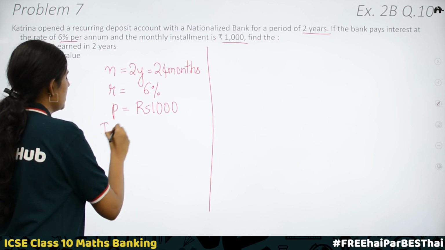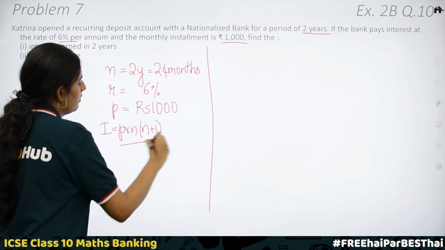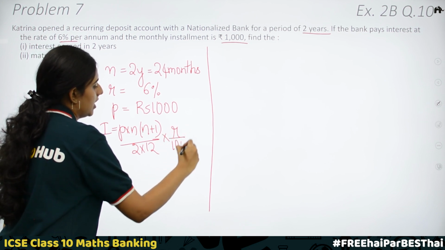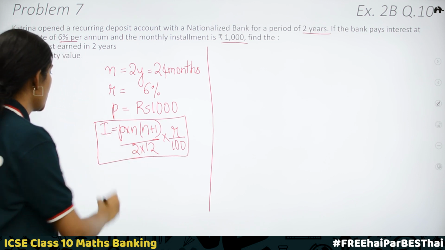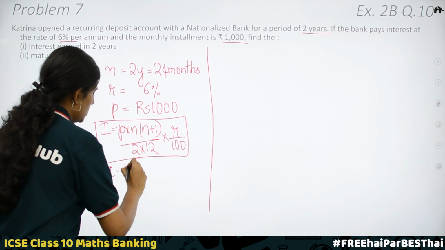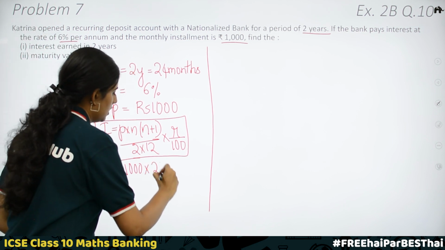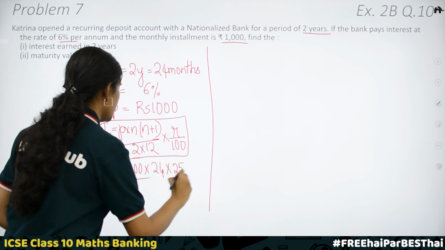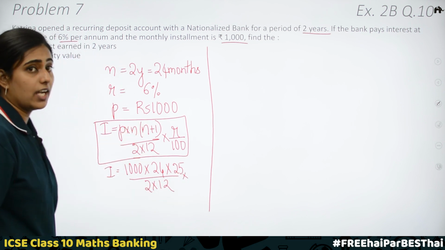First question, we have to find the interest earned in 2 years. To find the interest, we have I is equal to P into N plus 1 divided by 2 into 12 into R divided by 100. Using this formula, you can find the interest easily. I is equal to, substituting the value. What is the value of P? 1000 into N is 24, into 24 plus 1, 25, divided by 2 into 12 into R divided by 100.